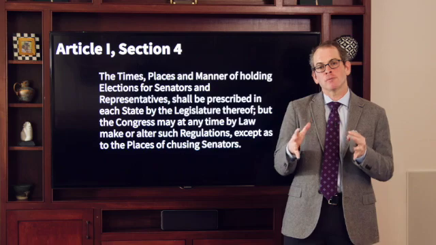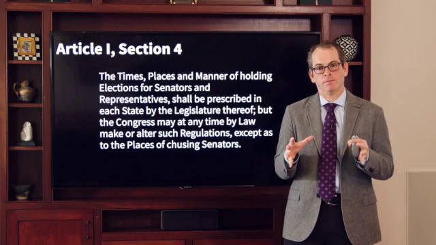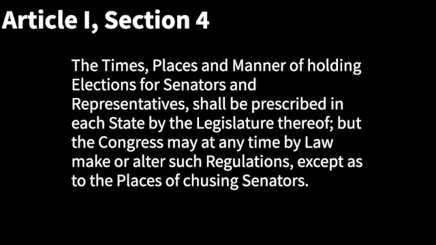So recall, everything in the United States goes back to the U.S. Constitution. And here's the relevant aspect, Article 1, Section 4. That reminds us that the time, places, and manners of holding elections for senators and representatives shall be prescribed in each state by the legislature thereof, but the Congress may at any time by law make or alter such regulations, except as to the places of choosing senators.